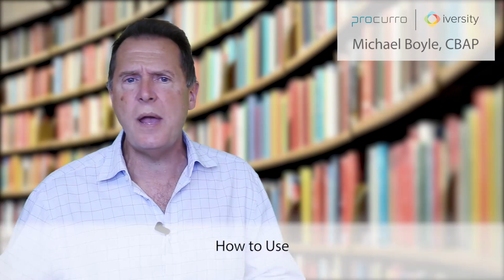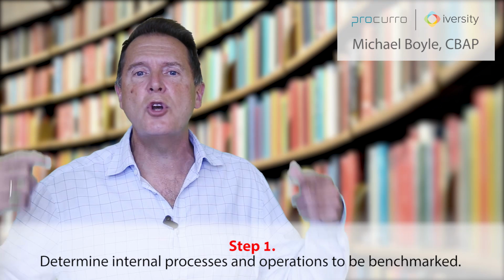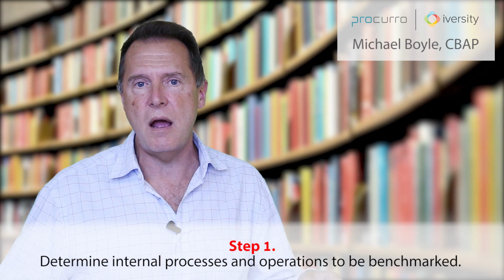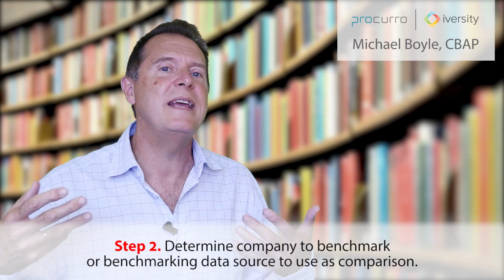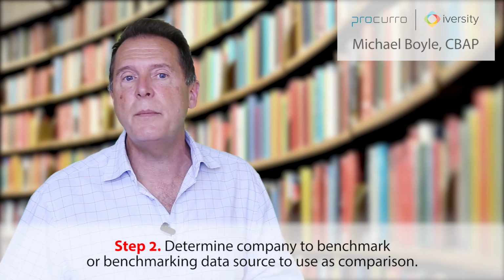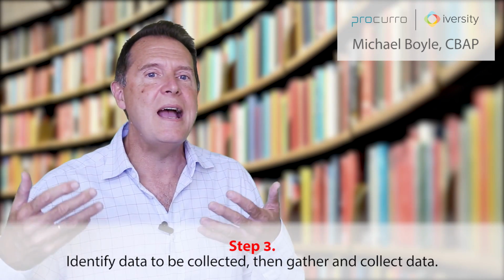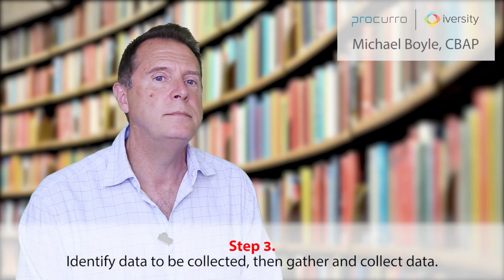So how do we actually go ahead and use this element called benchmarking? We'll start with step number one. We determine internal processes and operations to be benchmarked. Step number two would be determining the company to be benchmarked or benchmarking data source to use as a comparison. Number three would be identifying data to be collected and then gather and collect the data.